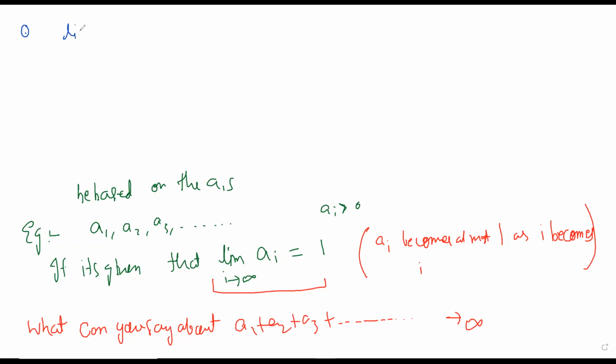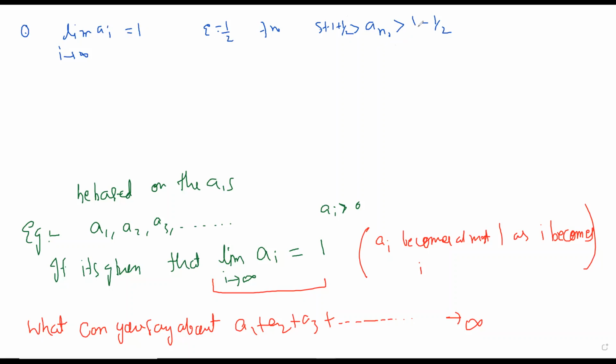So limit a_i as i tends to infinity equal to 1 means that given any epsilon, let's say epsilon is equal to half, then there will exist an n naught, maybe n naught equal to 100 or something, such that a_n naught would be bigger than 1 minus half and less than 1 plus half. Basically, we are saying that after n naught, all the terms are in the half neighborhood around 1.